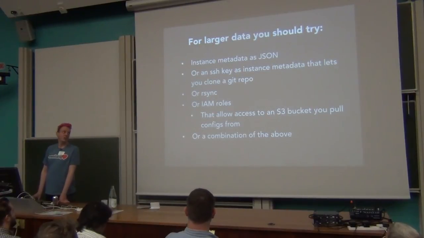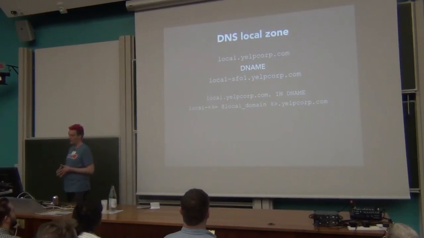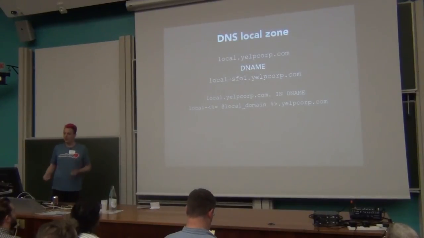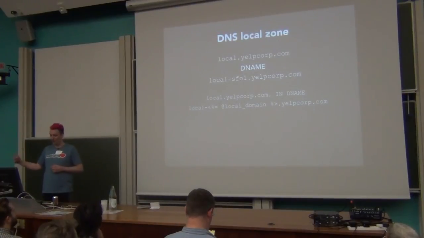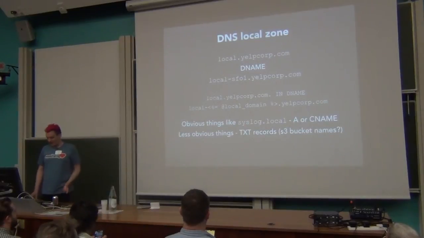One of the awesome tricks to do this, which I hadn't come across before Yelp, is DNS DNAMEs. What we have is a DNS zone called local.yelpcorp.com. We then use a DNAME, and a DNAME basically redirects an entire domain. So we'll have something like ntp.local.yelpcorp.com. But then if it's a machine in the SFO1 data center, that will get redirected to ntp.localsfo1.yelpcorp.com. And so you can get the same DNS name on the machine, but depending on the environment it's in, that resolves to a different place. Works really easily for things that are in DNS anyway.